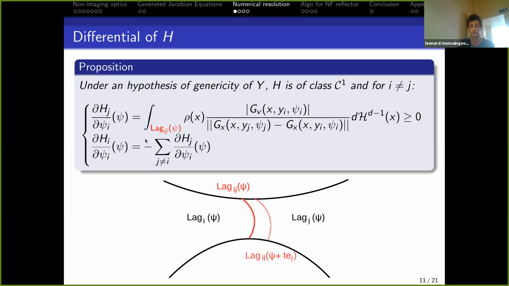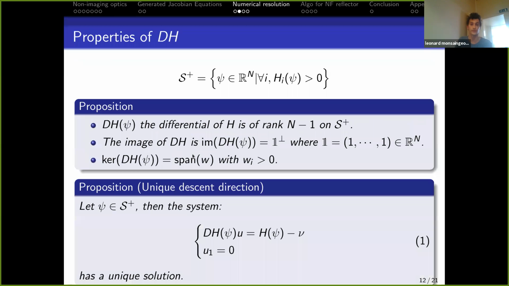So once we have these results, what we can show is that if we place ourselves on the set where all the cells have mass, there is no empty cell associated to one point in the target, then the differential of my function h is of rank n-1, and I know the form of its image and its kernel, which allows me to define my descent direction for the Newton algorithm.